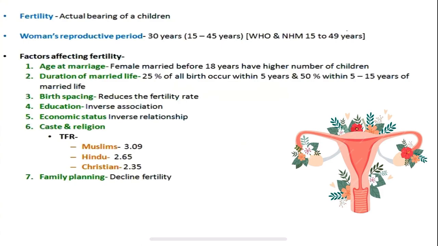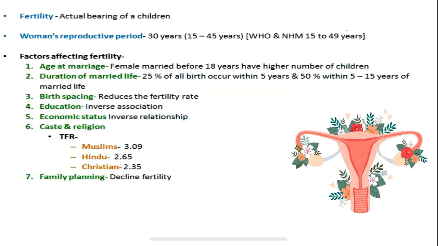The factors which affect fertility. There is a certain set of factors which affect fertility. What are those factors? The first thing is the age of marriage. The age at which the female marries and enters into the reproductive period of her life will have a greater impact on her fertility. When she is getting married and starting her reproductive period, this will have a great impact on her fertility.